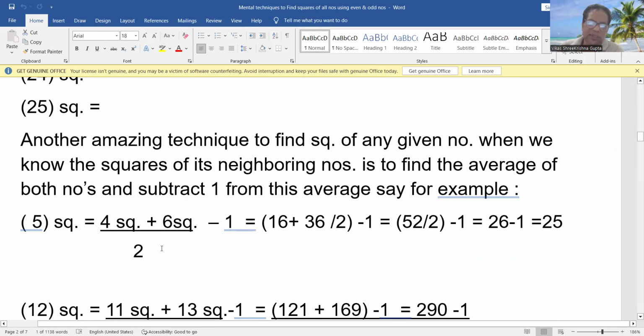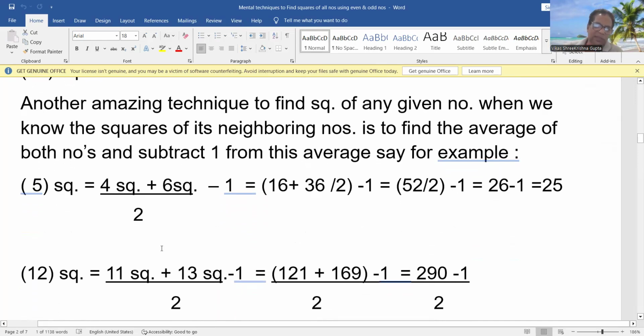Now, another technique to find the squares of numbers: suppose I know 4 square and I have to find 5 square. Before, I was multiplying 4 and 6 and then adding 1. Now, in this technique, I will use the squares of the neighboring numbers. 5 square is equal to 4 square plus 6 square divided by 2. Means I am finding the average of the squares of the numbers before and after 5.